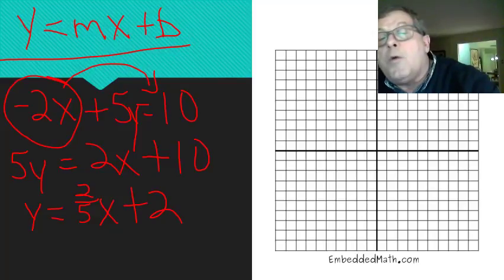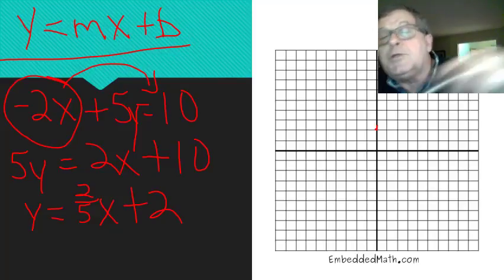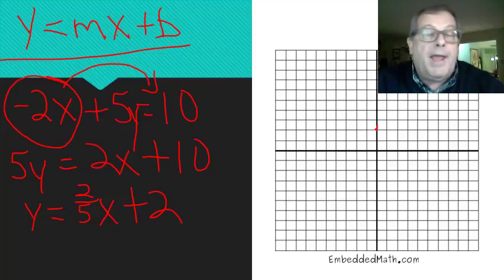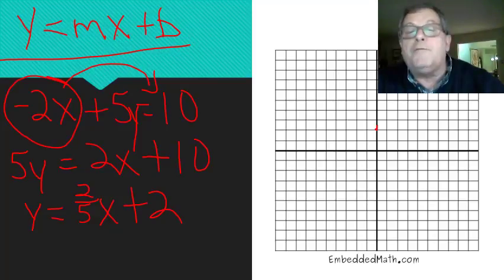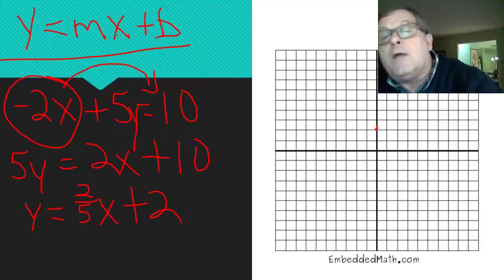So I'm going to put a point right here. I'm going to plot a point here at y equals 2. And my slope is a rise of 2, a run of 5. All right, so I got a rise of 2. I'm going up 2. I'm going to the right 5. 1, 2, 3, 4, 5.